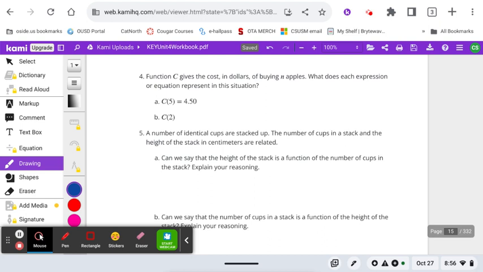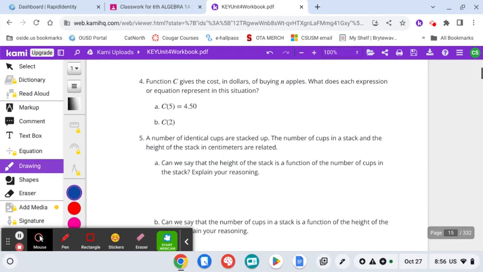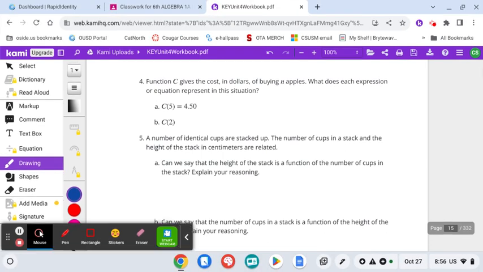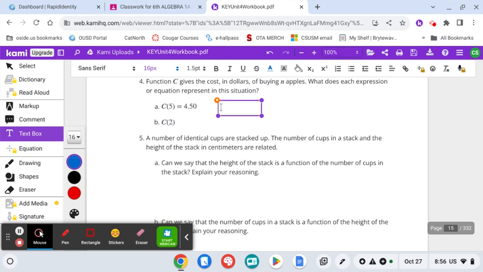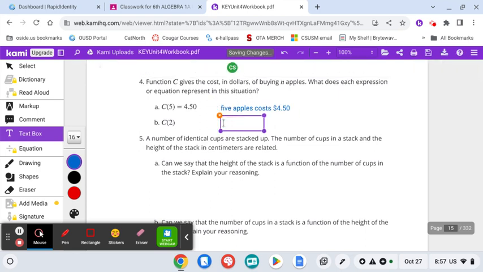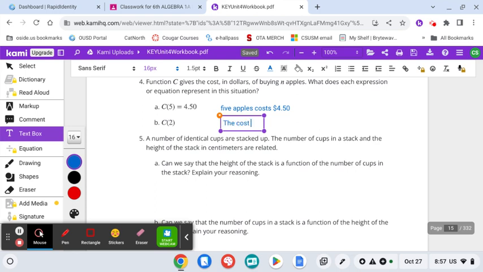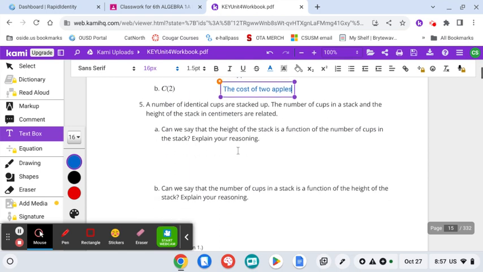Function C gives the cost in dollars of buying n apples. What does each expression represent in this situation? Let me switch back over to text. So we could say something like 5 apples, that's my input, costs $4.50. And what do you think for C of 2? You got it, the cost of 2 apples.